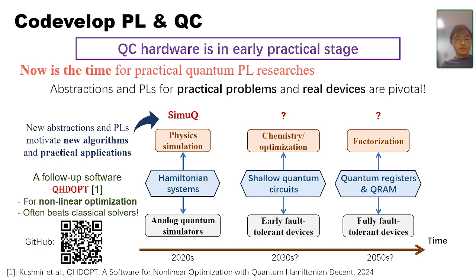For example, the new abstraction and programming languages in SimuQ have already motivated several new algorithms for new and important applications. A follow-up work we just released this week called QuEra is a software for nonlinear optimization with a Hamiltonian-based quantum algorithm. The practical performance of QuEra often beats existing open-source solvers for non-convex problems. We hope that this development, which is based on SimuQ, can further expand the user community of quantum computing. We believe such co-development of programming languages and quantum computing is very promising in advancing both fields at the same time.